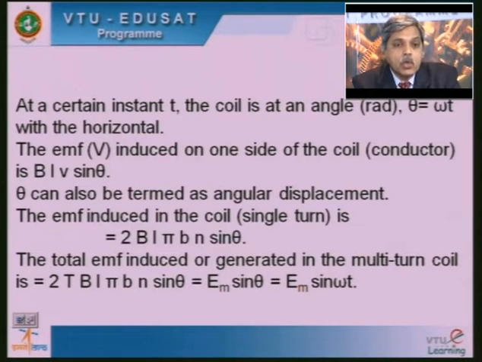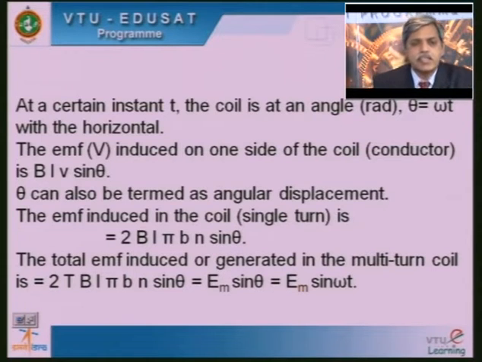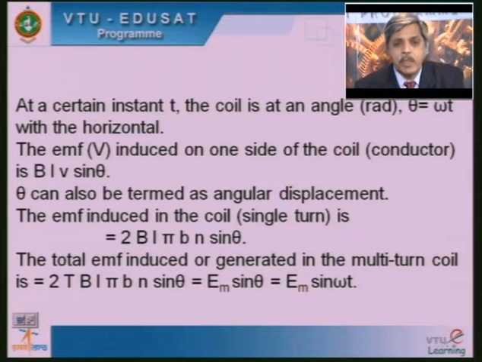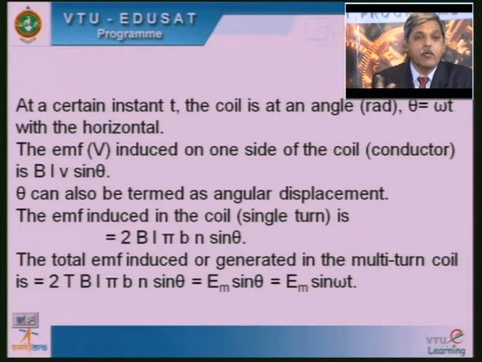The total EMF induced or generated in the multi-turn coil is 2 times the voltage induced in each conductor. So that is 2T multiplied by BL pi bn sin theta, because 2 conductors will form one turn. And this I can call Em sin theta, and if I replace theta by omega t, I will be getting Em sin omega t.